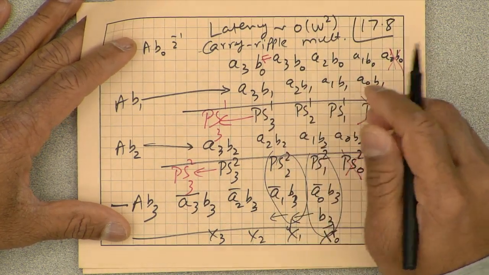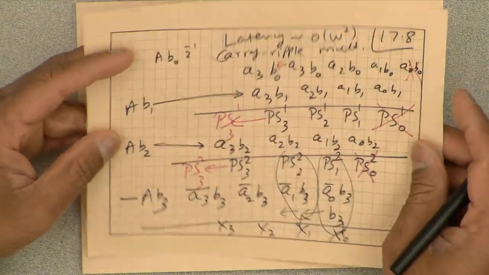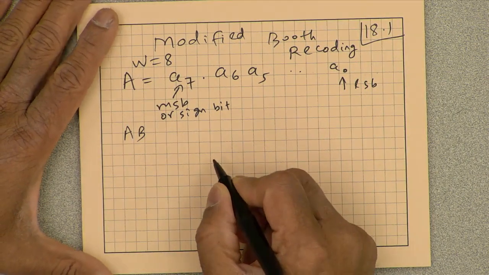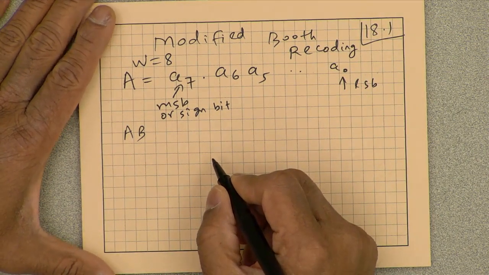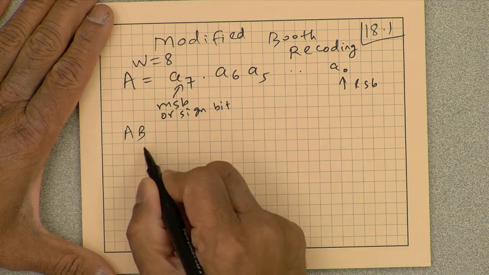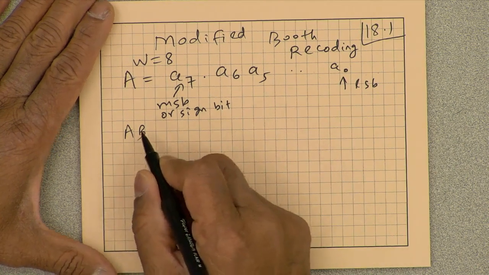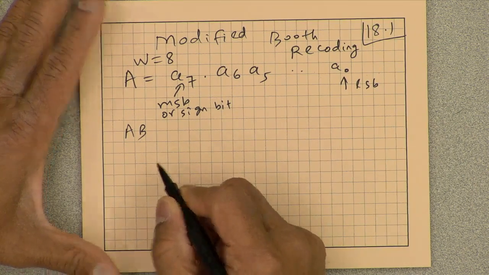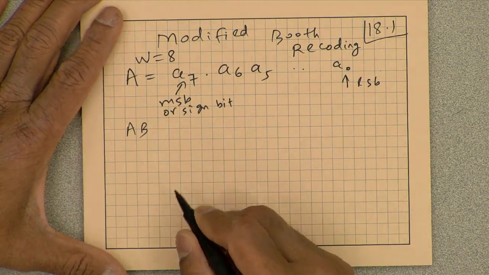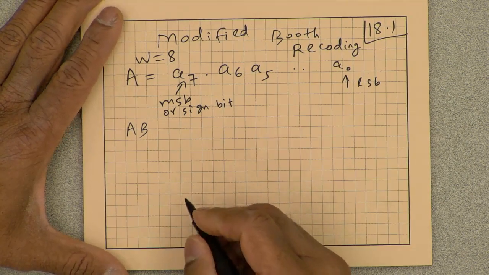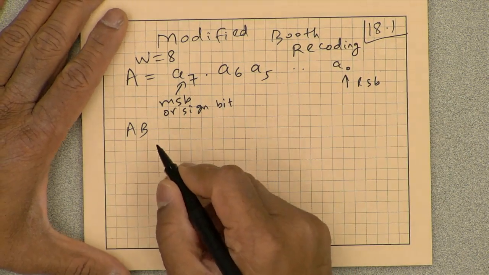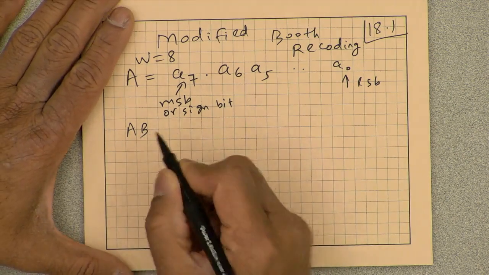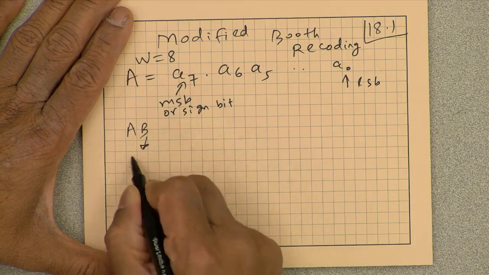So in this particular example, let's assume that B doesn't really have to be of the same word length as A, so they could be of different word lengths. But it doesn't matter, B is 8 bits. So B also is 8 bits.